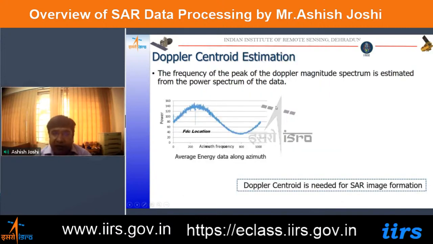So how do we do this from the image? The frequency of the peak of the Doppler magnitude spectrum is estimated from the power spectrum of the data. Meaning, if we have the data, we first find the power spectrum of the data and see where its peak is. That we can take as the Doppler frequency, which is the zero Doppler. So first we find the power spectrum, then find where the maximum occurs, and that maximum position gives the Doppler centroid. That is needed for the SAR image formation techniques.